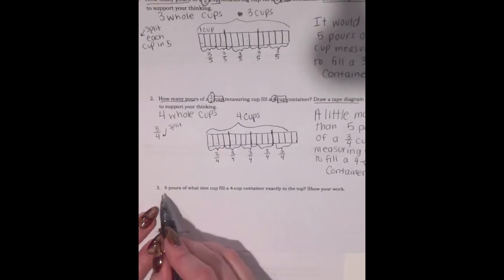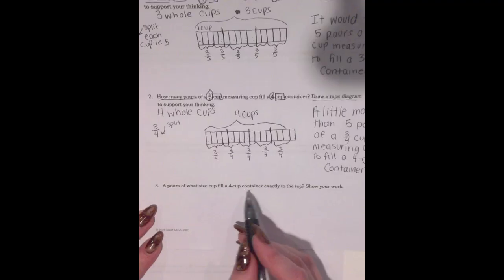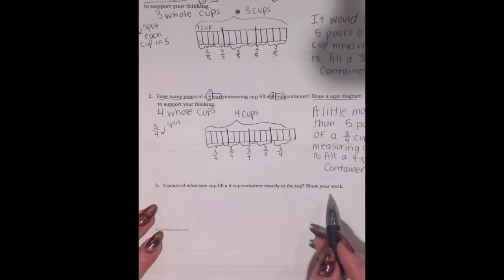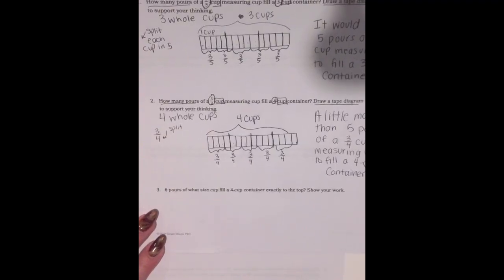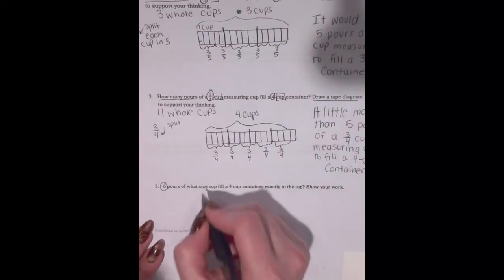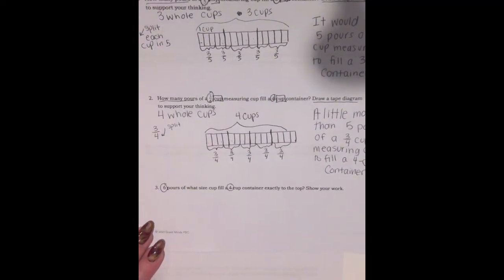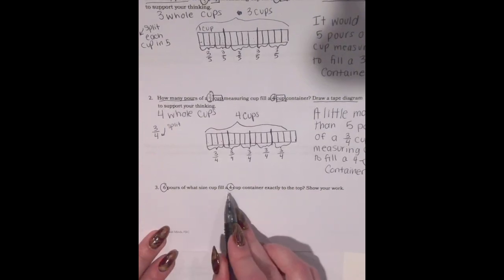So, this last piece on this page, it says 6 pours of what size cup fill a 4-cup container exactly to the top. Show your work. So these two are different. Before we knew how much cup of each that we were pouring in, and for this one, that's the question. So we're going to annotate. We have 6 pours of what size cup? So we have 6 and 4.